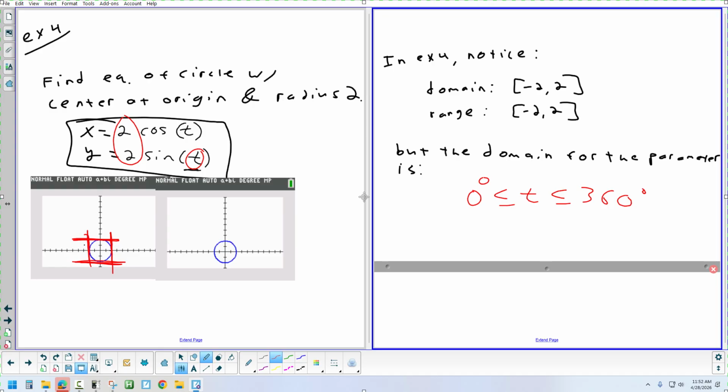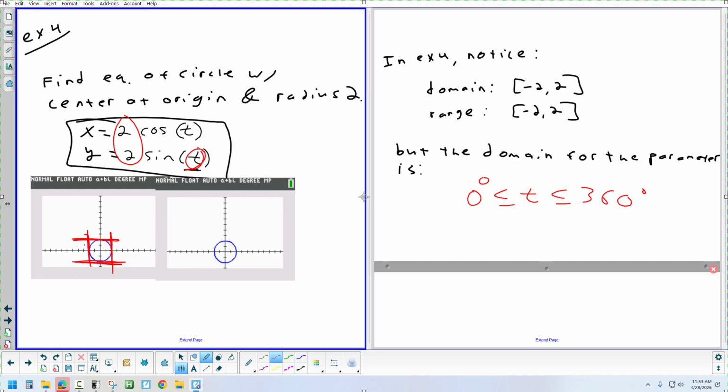So what I'm trying to point out here is that there's a difference between the domain and range of the picture and the domain of the parameter. If you don't go 0 to 360, you don't get a full circle. You get a half circle, or whatever you do.